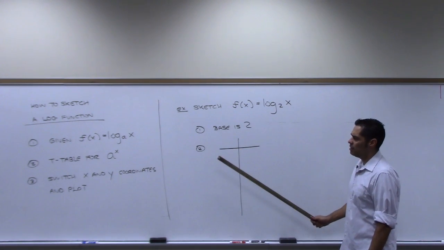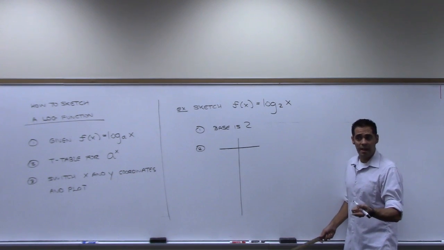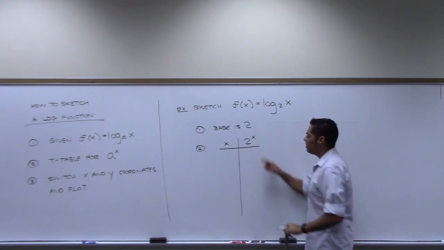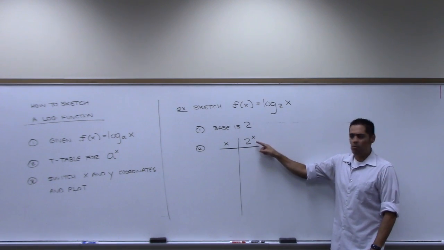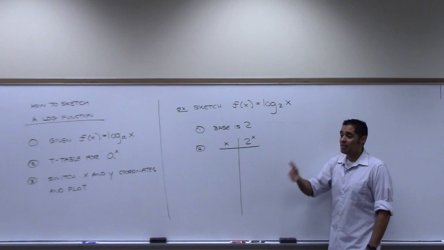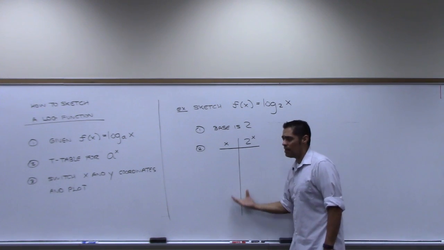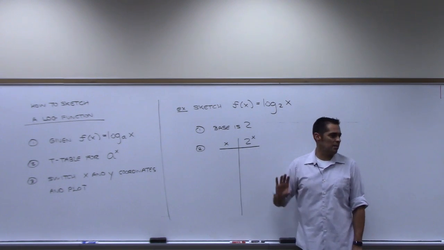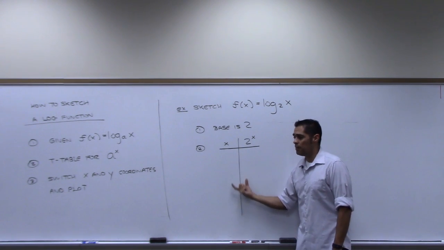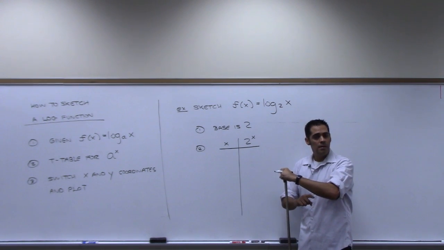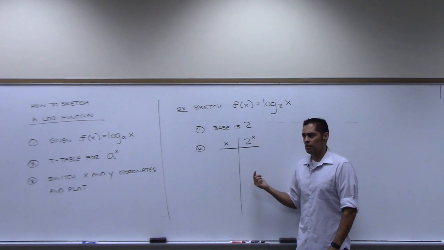What's a to the x here for me? 2 to the x. So I'm going to put x here and 2 to the x. Do y'all recognize what 2 to the x is? What type of function is 2 to the x? That's an exponential function. Why am I making a t-table for the exponential function? Because the log is the reverse of it, right? So if I know all the points that belong to the exponential function, if I reverse them, then that should be the log function. Let me put it down.